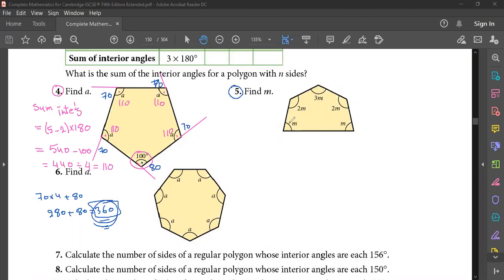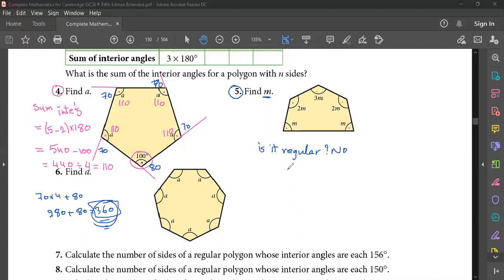Lilian, can you help me in finding the value of m? Find m. Is it regular? Are all the angles the same? No, this is m, this is 2m, this is 3m, 2m, m. They are not. So no, the answer is no.